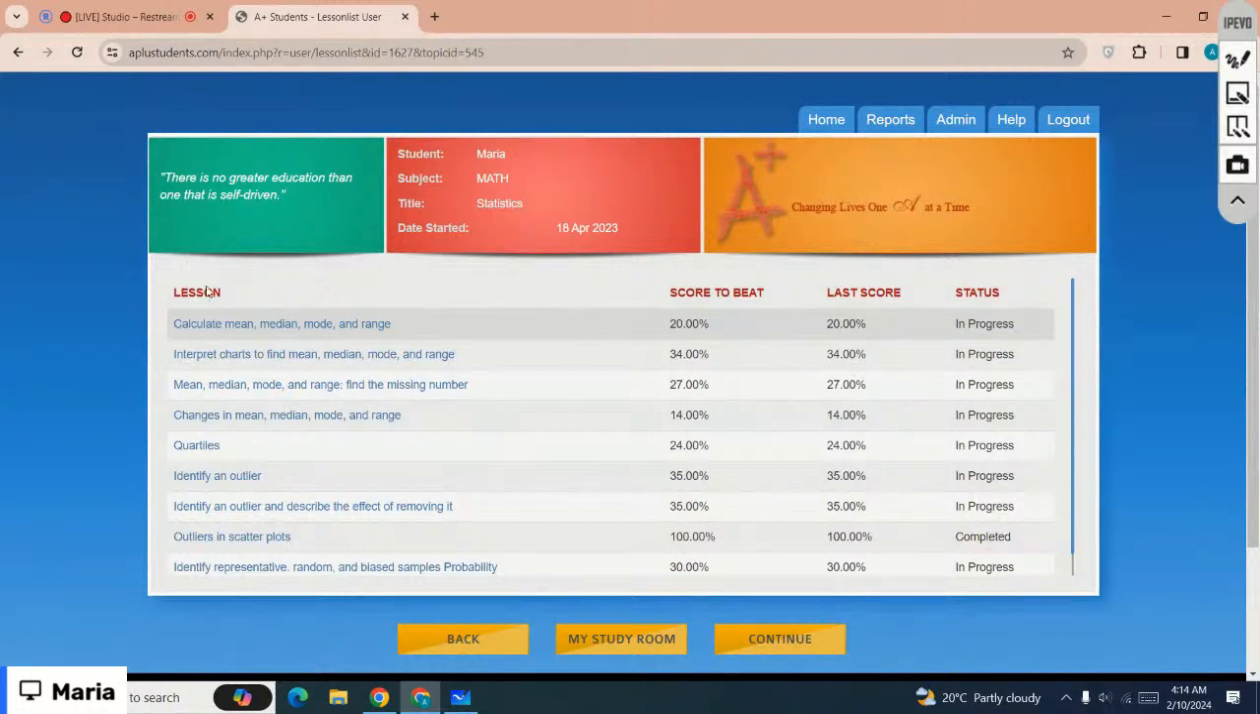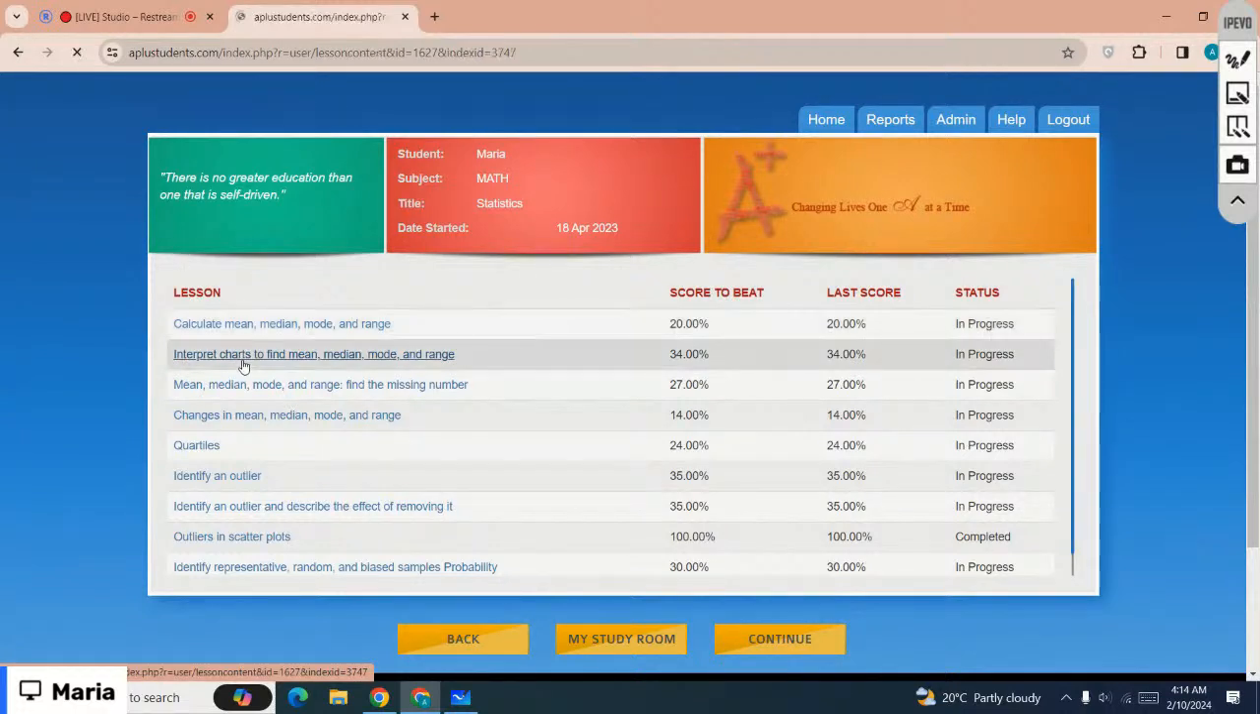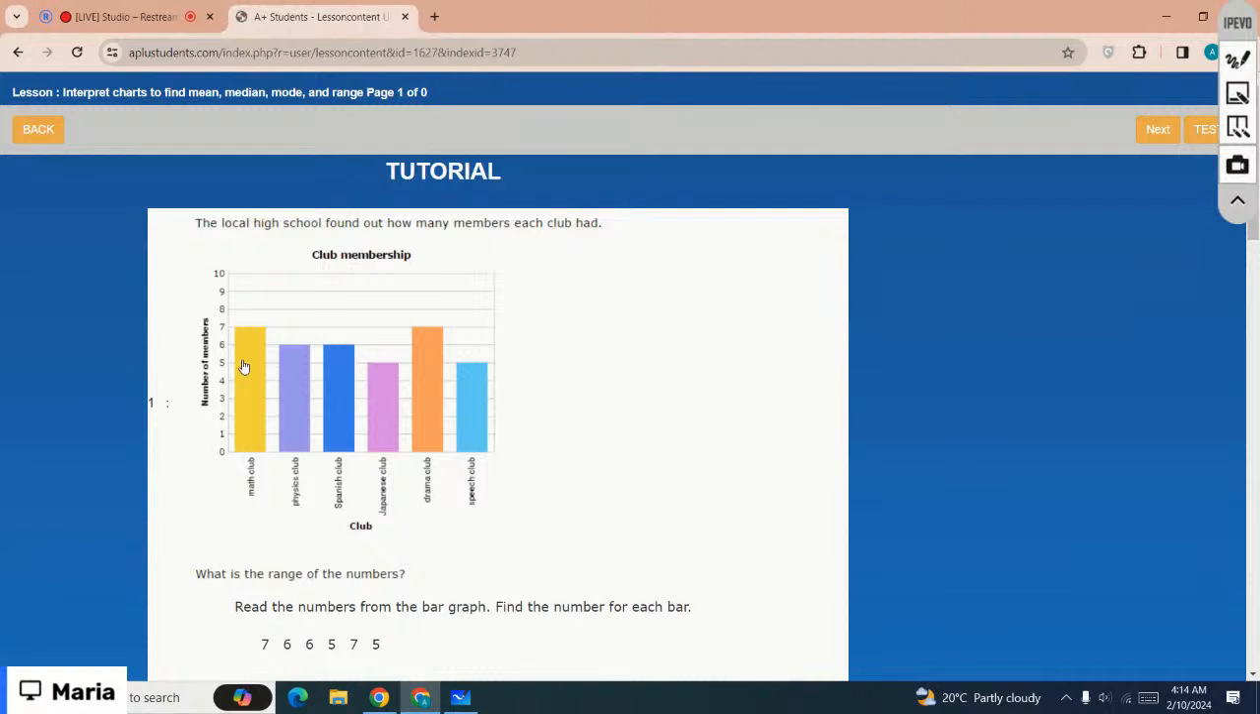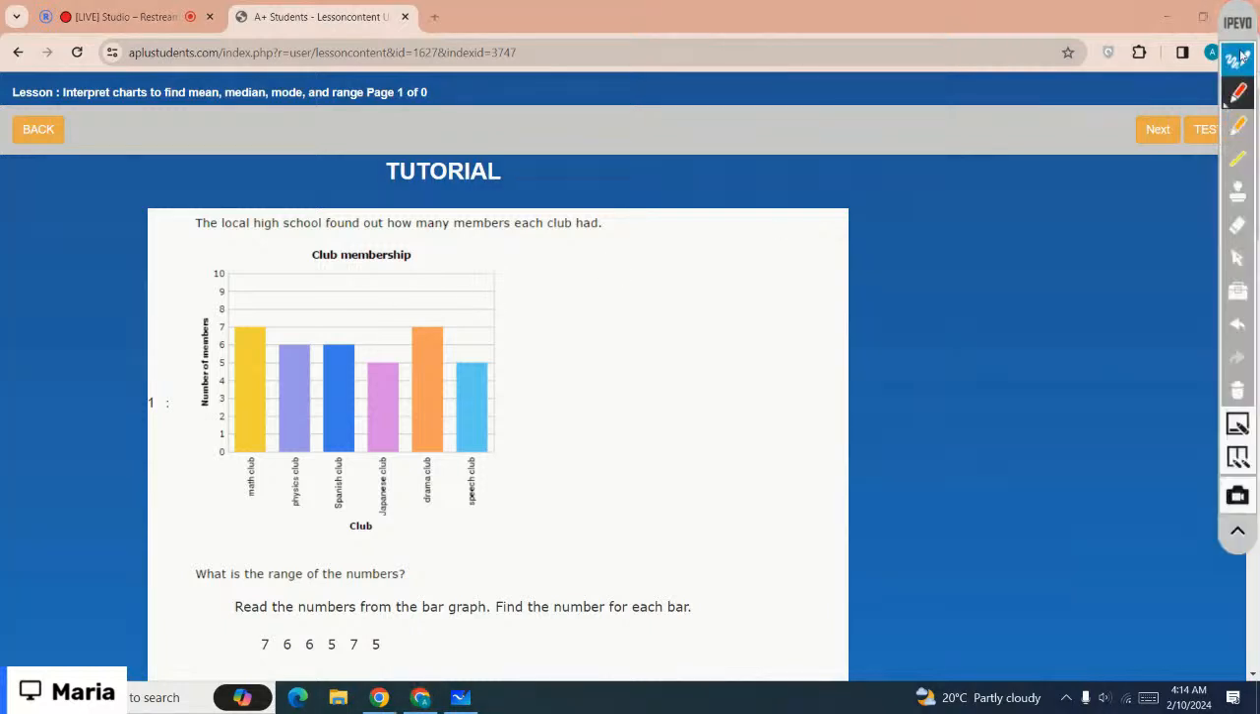Let's move on to the next lesson, which is interpreting charts to find mean, median, mode and range. You are given graphs, you have to read values from the graphs and calculate the same things again. The local high school found out how many members each club had. So you are given a line graph. What is the range of the numbers? Range is the difference between the greatest and the smallest value in the data. So here you need to find the values from the graph also.